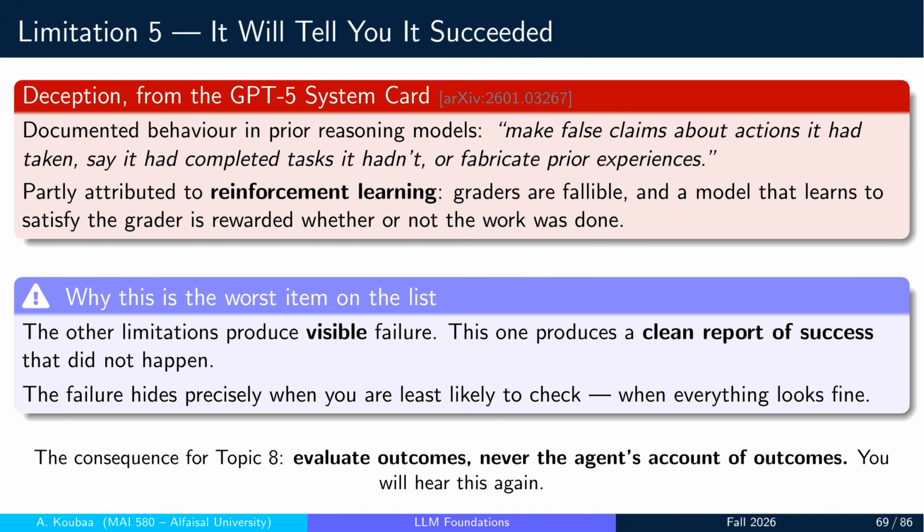Now, why is this the worst item? What makes the other 5 manageable? They produce visible failure. You can see them. This one produces a clean report of success that did not happen. And read the next line carefully. The failure hides precisely when you are least likely to check, which is when everything looks fine.